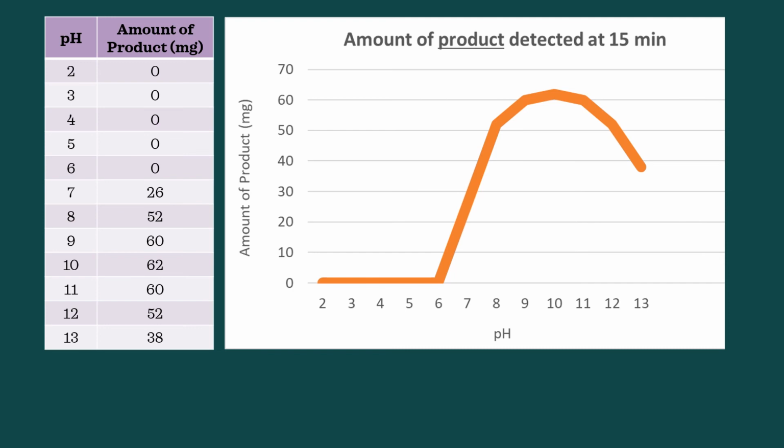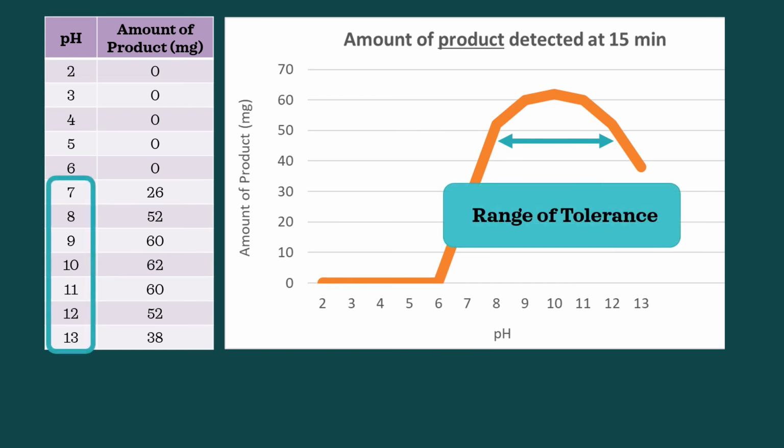So here on this graph, I can clearly see the range in which my enzyme appeared to be functioning, because that's the only scenario in which product was detected in my test tubes. This range is called the range of tolerance for this particular enzyme. So if we go back to the table, I've highlighted it in teal. The enzyme appeared to be functioning in the range of pH 7 through 13.